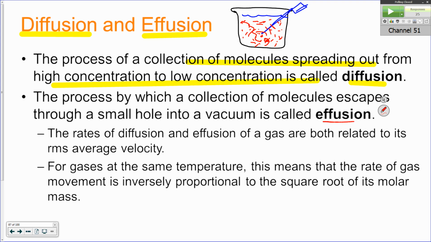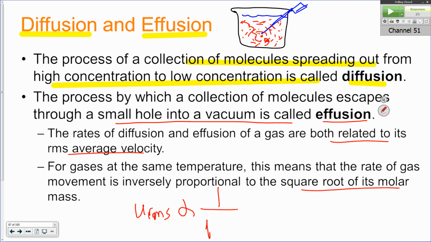Effusion is an opposite process. It's how quickly a collection of molecules can diffuse through a small hole into a vacuum that's been produced. We use both of these. Effusion is actually the one that's easiest to measure. Both of these are related to the average root mean square velocity of a gas, and that velocity is related to the square root of the molar mass. So the velocity that we talked about, this u root mean square, RMS, is proportional to the inverse of the square root of the molar mass.